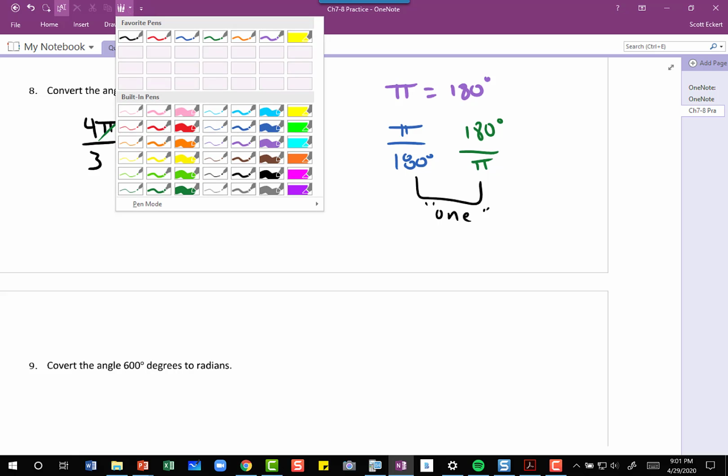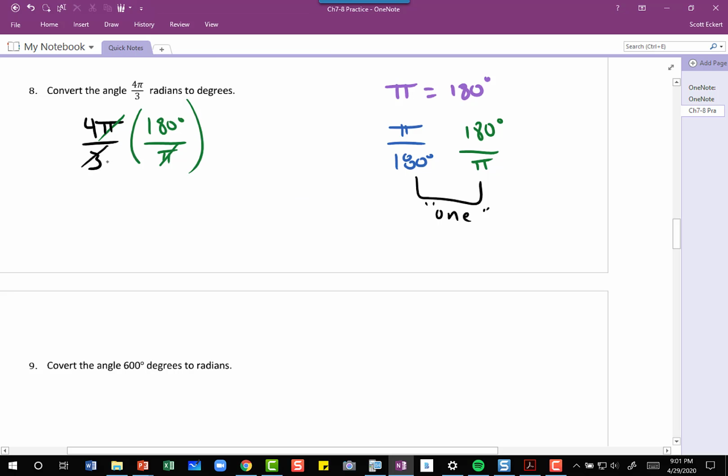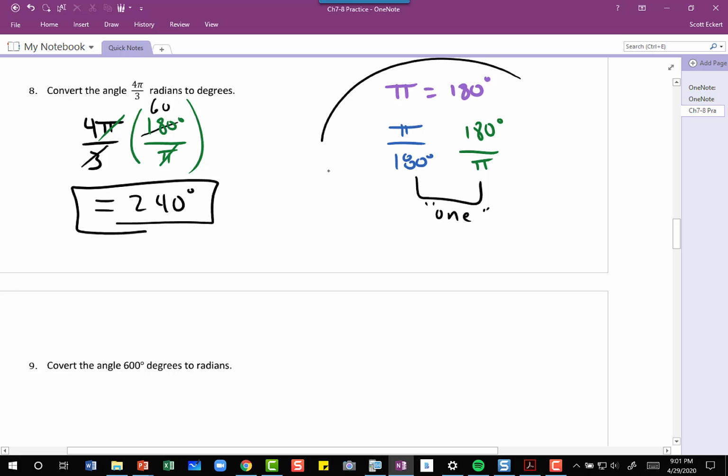So a little bit of reducing here. 3 goes into 180 60 times. The pi's have canceled. 4 times 60 is 240 degrees. So we've just changed the 4 pi thirds into degrees. And the thing to remember here is our multipliers. These two ratios do our conversions for us.